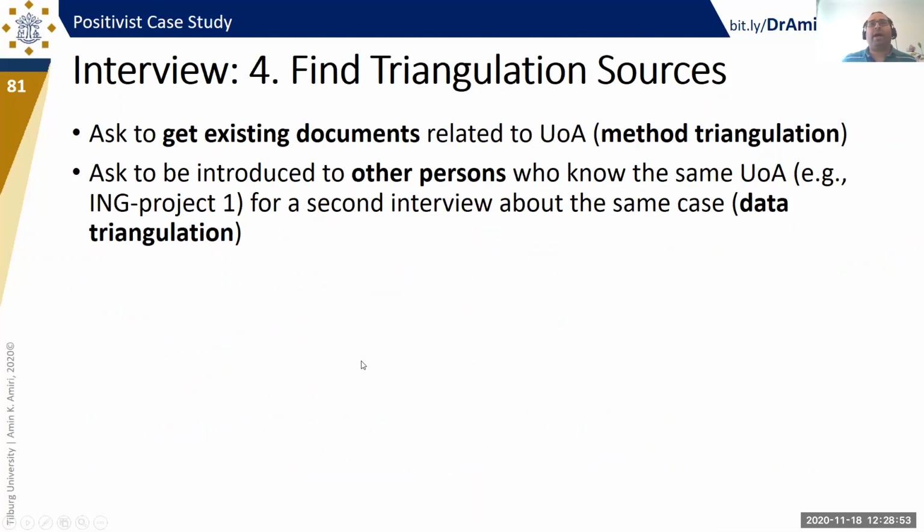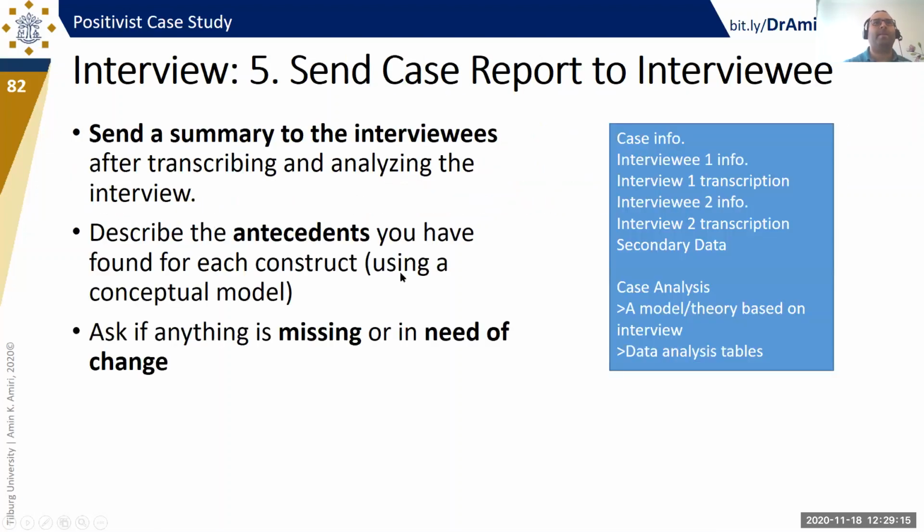And then, after asking all these questions about the constructs, you need to find data triangulation sources. Ask them to get existing documents about those scores that are given. Ask if other persons can be interviewed other than this person. So try to find other sources of data.